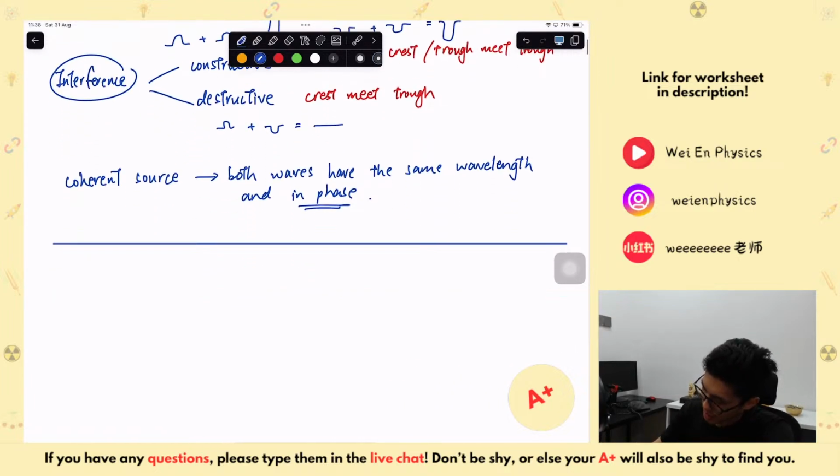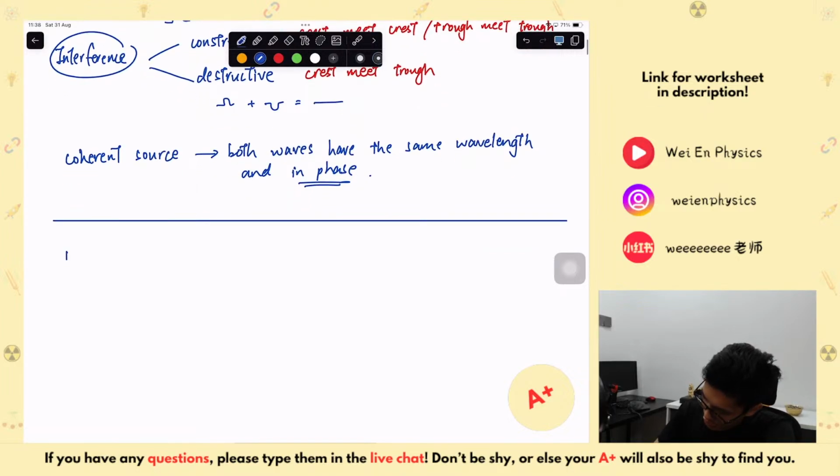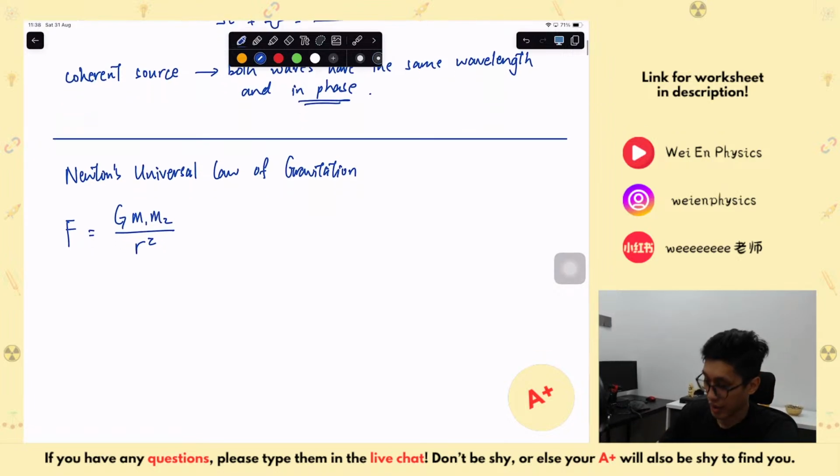Alright, so that's one thing. Now the next thing I'm going to talk about is Newton's universal law of gravitation. This law states that F equals G m1 m2 over r squared. So the definition, you think of it like this.